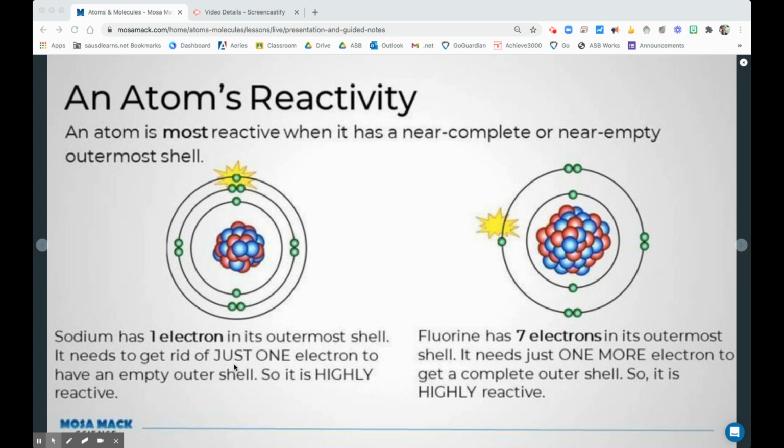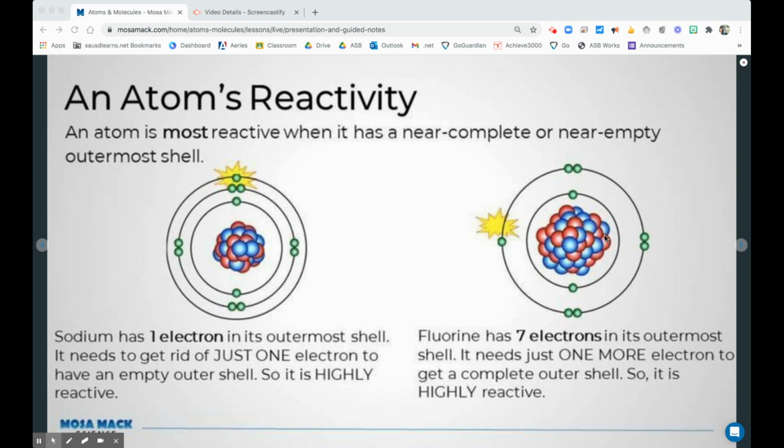It needs to get rid of just one electron to have an empty outer shell. So that means that it is highly reactive. It is near empty. Near empty, meaning it's closer to zero. So that means it is very reactive.